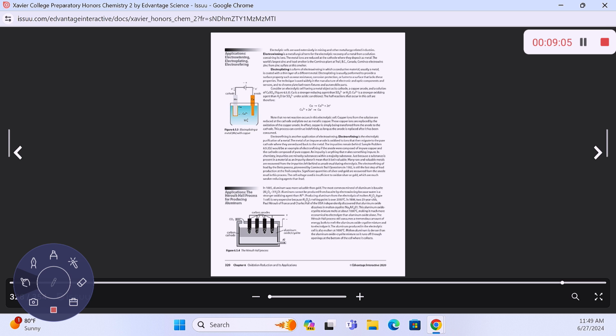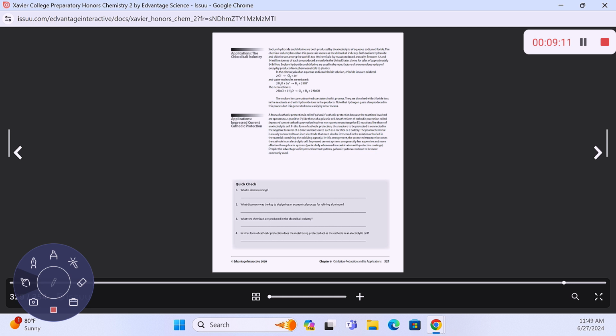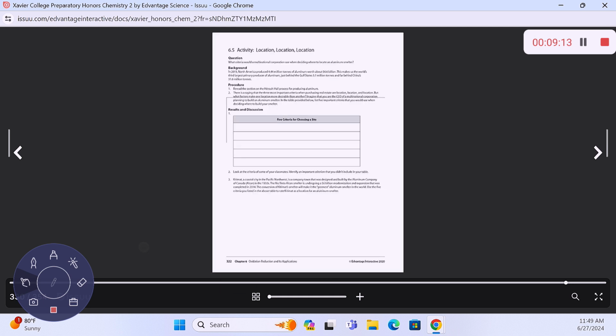So if you're coating a metal with something else, that's electroplating. And then if we turn to the next page, that's pretty much it. There's not really anything else that's really relevant for you. Okay?